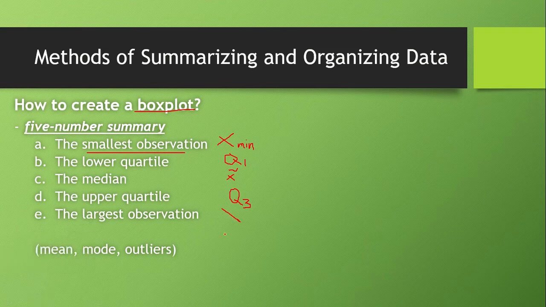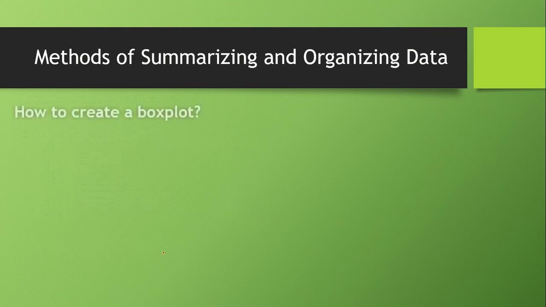Okay, that's x max, no, uppercase X max. Then we can also use the mean, the mode, and the outliers. There would be times wherein outliers occur. Later on we will define what an outlier is. Now, the mean will be an x mark in our box plot. You can use a dot for the mode later. This is how we create a box plot.